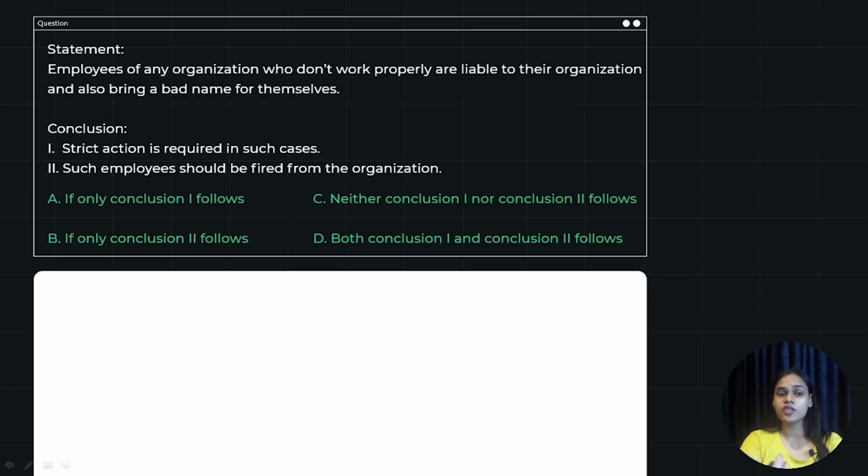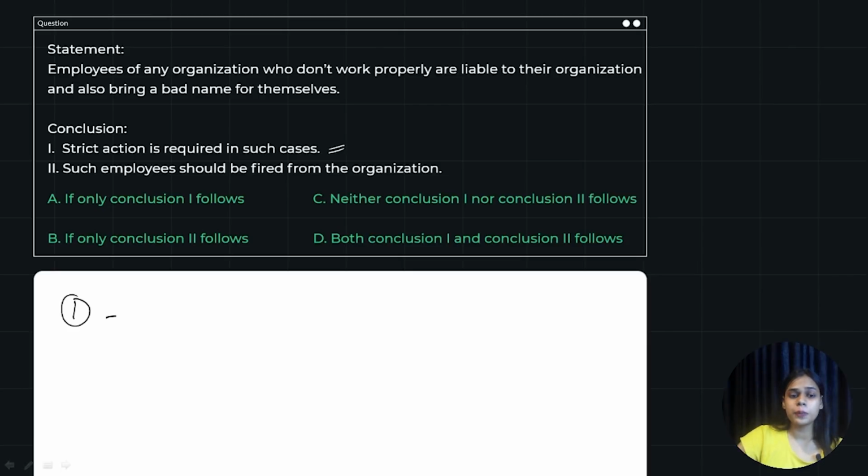Okay, let's start solving it now. Let's read the statement, the conclusions, and then we'll see what explanation we can give. Employees of any organization who don't work properly are liable to their organization and also bring a bad name for themselves. Conclusions: 1. Strict action is required in such cases. 2. Such employees should be fired from the organization. All right, so we have strict action is required in such cases and such employees should be fired from the organization.